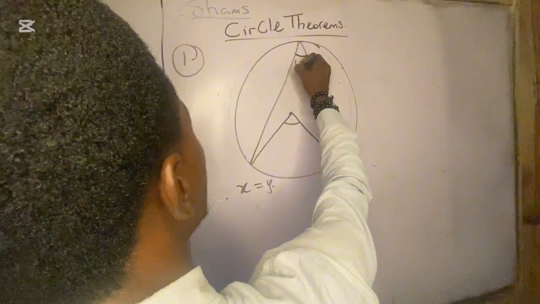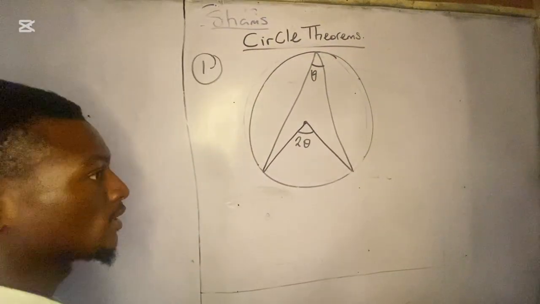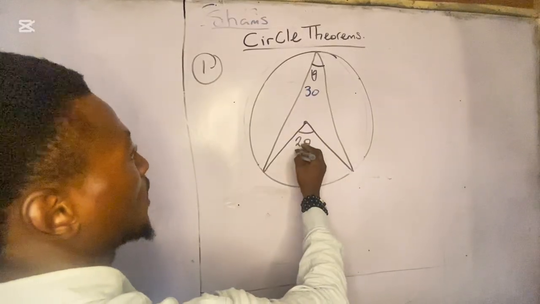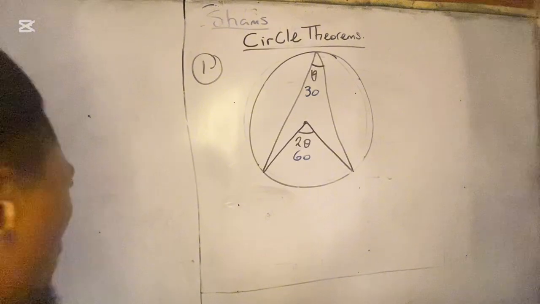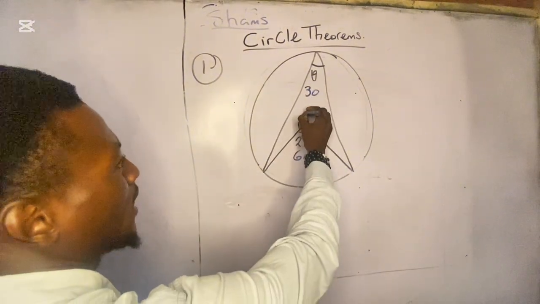Which means if here is theta, here becomes 2 theta. That means if here is 30 degrees, here becomes 2 times 30, that's 60 degrees. As well, there are some questions where they will give you this side, and you will not be asked to find this one here.